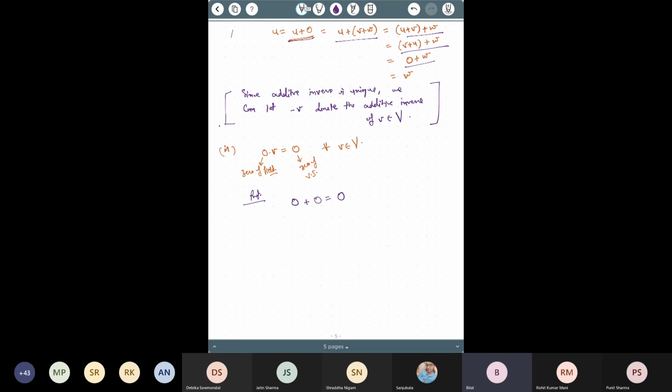Multiply both sides by v. So let's say this is what you want to say, right? Right, yes sir. So what is this 0? In the first line, this 0 is the 0 of the field. 0 plus 0 plus 0, so this is of the field. Okay, so then this is what you are saying. We will apply the distributive law here, sir. But why is this step not correct here?